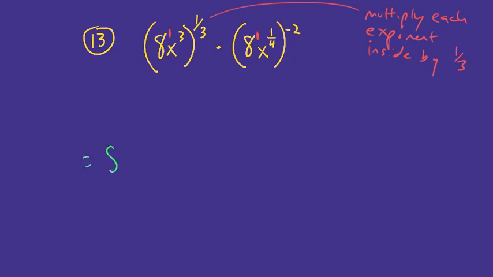So we've got 1 times 1/3, and then 3 times 1/3 ends up being 3 over 3. So we'll just make that x to the 1st. 1 times negative 2 is negative 2. And then 1/4 times negative 2 is negative 2 over 4, which reduces to negative 1/2. So these two make negative 2 over 4, which reduces to that.